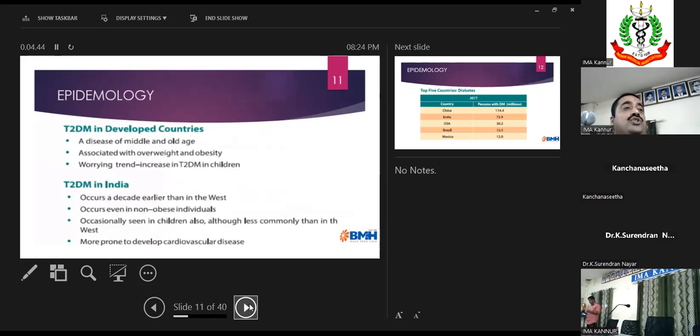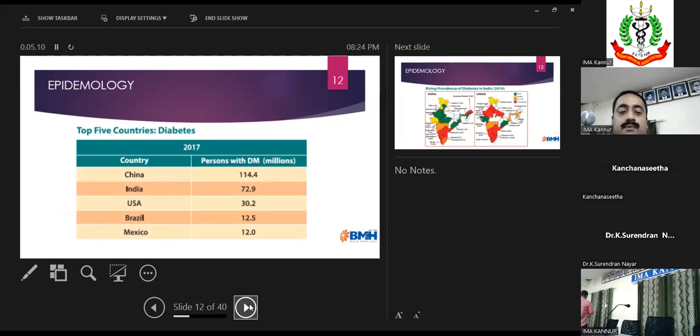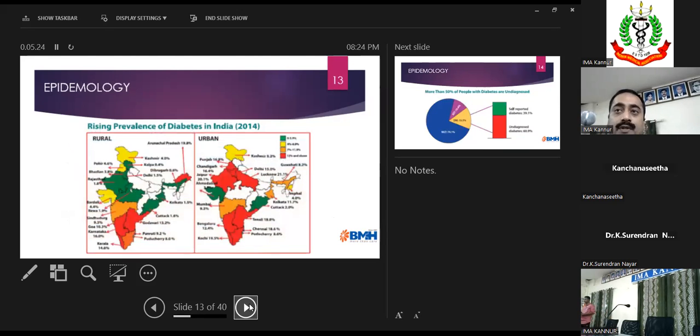What is the epidemiology of the disease in the Indian scenario? In India, type 1 and type 2 diabetes occur a decade earlier than in the West, and even occur in non-obese individuals, but pediatric or childhood type 1 and type 2 diabetes is less common in India when compared to the West. Indian diabetes patients are more prone to cardiovascular disease. India is the diabetic capital of the world, followed by China, with nearly 72.9 million persons with diabetes. And Kerala is the leader of diabetes in India.